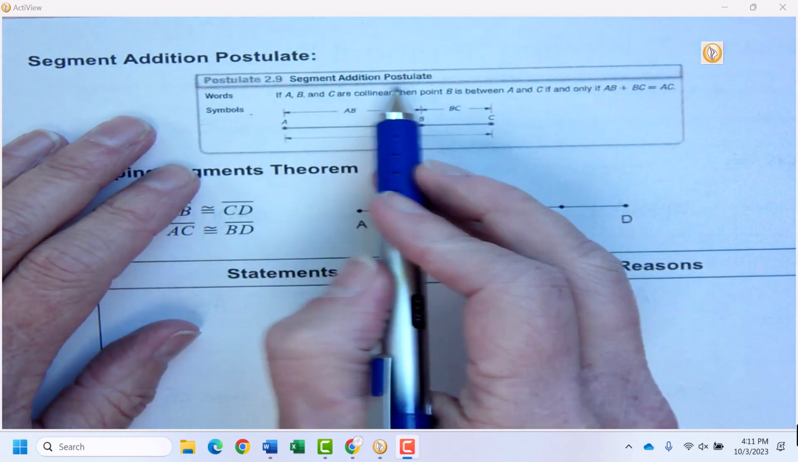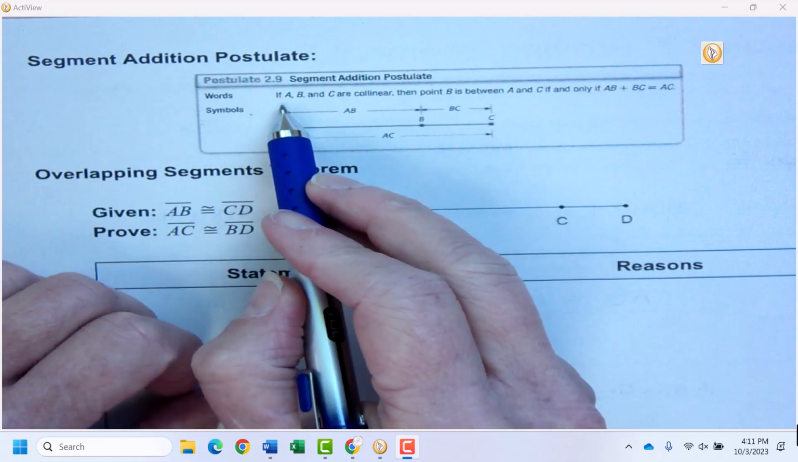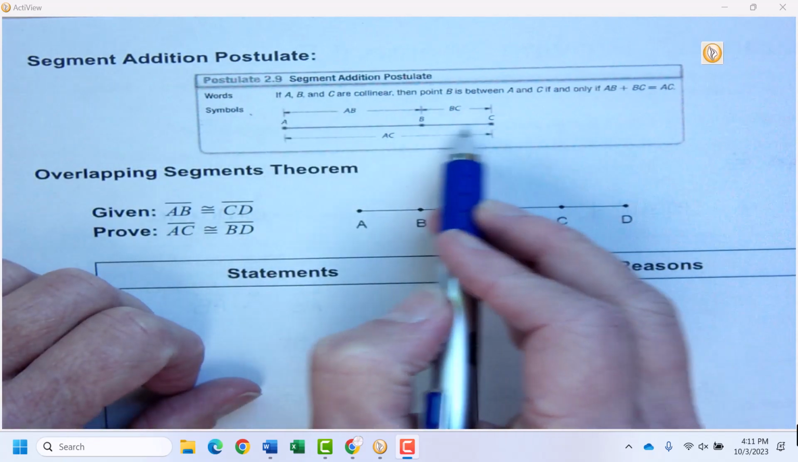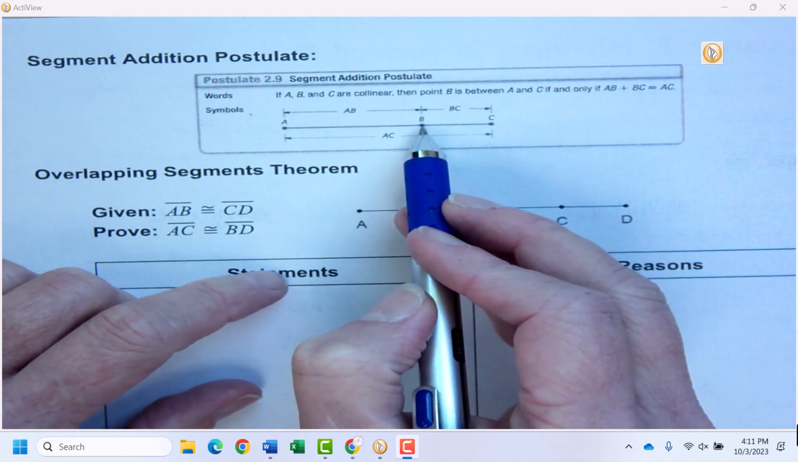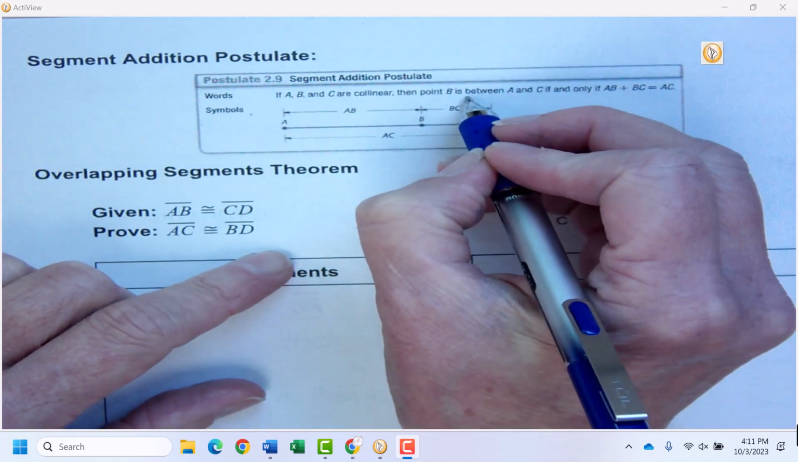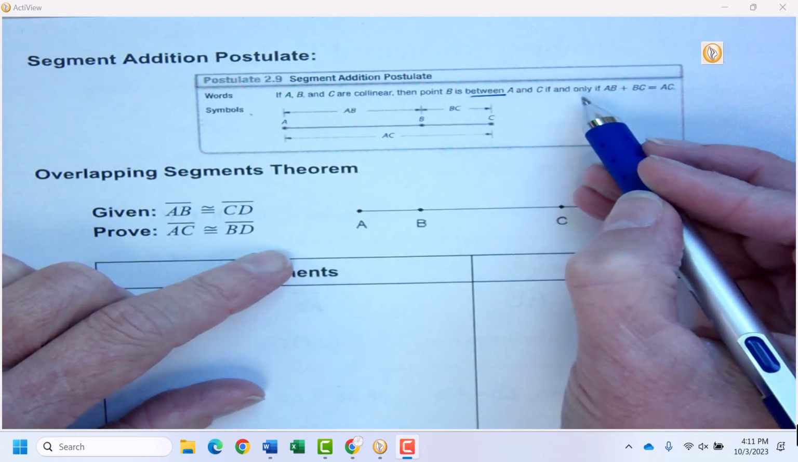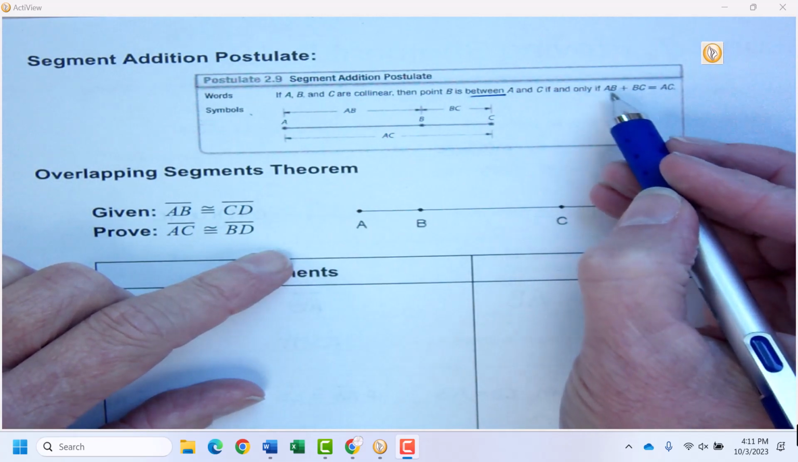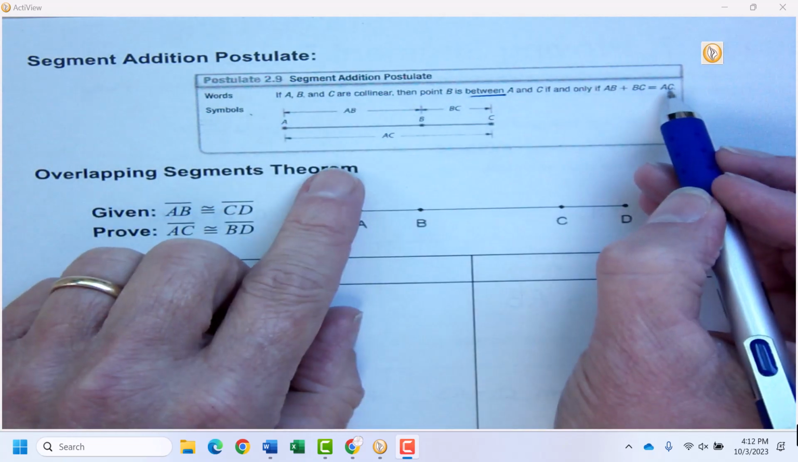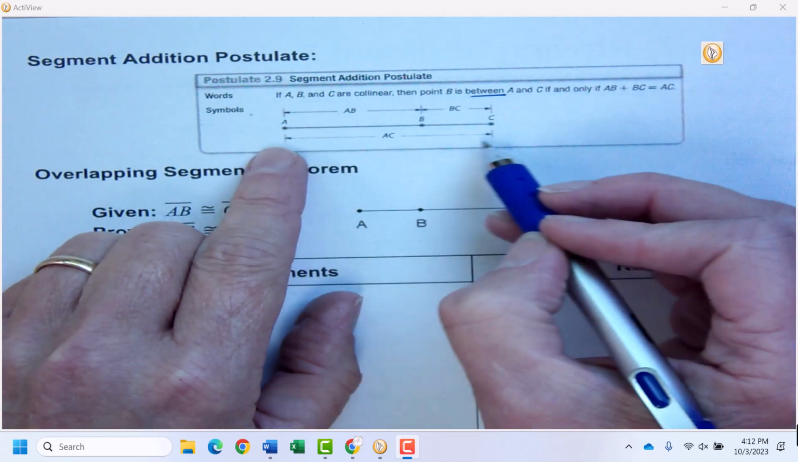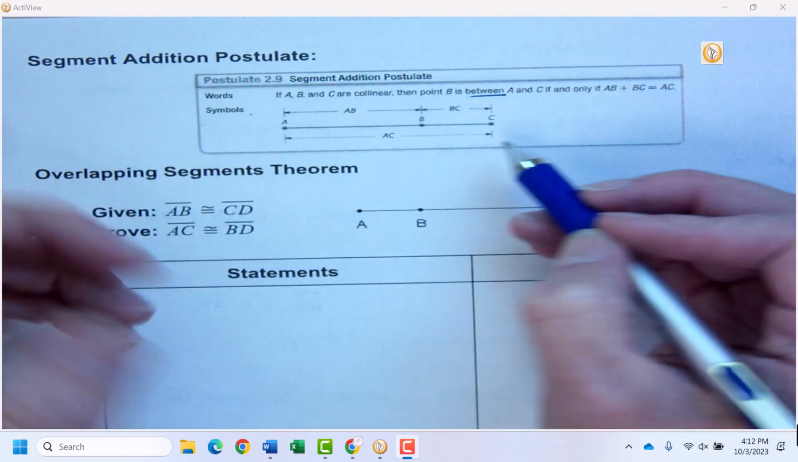The segment addition postulate says, if A, B, and C are collinear, then point B is between A and C if and only if the measures of these two smaller segments add together to be equal to the measure of the whole segment. That's what the segment addition postulate says.